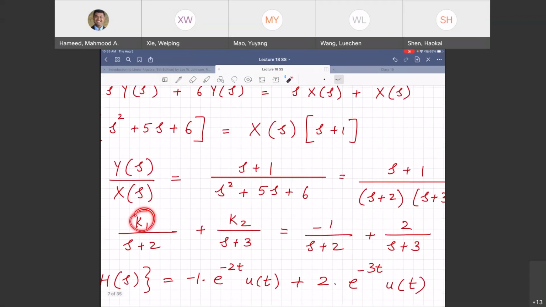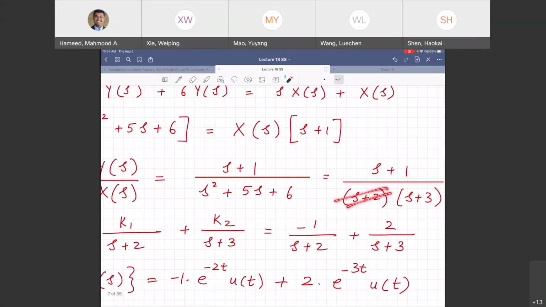How do I find K1? Let's just talk about that. Well, this is the residue when s is -2, right? So just put s equal to -2 here. Remove this factor, put -2 here and -2 here. What do you get? In the numerator, you get -1. In the denominator, you get 1. So K1 will be -1. And similarly, you find K2.